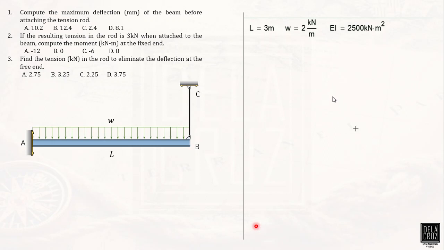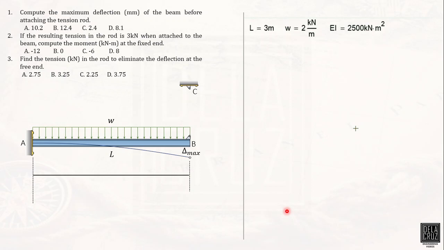For number 1, the maximum deflection, we first remove the tension rod, as stated in the problem. If this is our neutral axis, then because of the W load, the beam will deflect. Imagine this is our elastic curve, and the maximum deflection will occur at the free end. There are many methods here, and let us derive a basic formula for deflection on cantilever beams. That can be derived easily using the area moment method or the conjugate beam method.